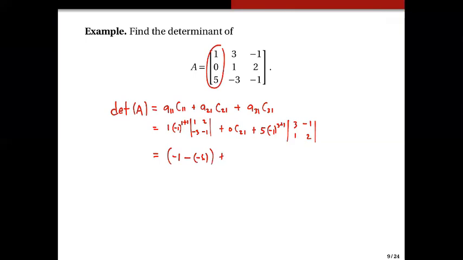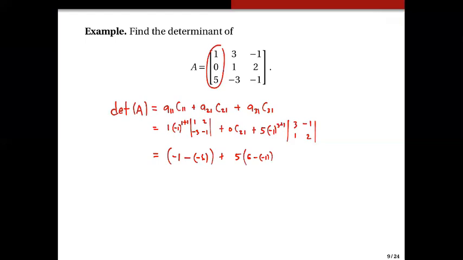Plus, of course, this guy here is 0. And then you have 5 times negative 1 raised to 3 plus 1. And 3 plus 1 is 4, so negative 1 raised to 4 is positive 1. But this guy here, we will have 3 times 2, which is 6, minus 1 times negative 1, we have negative 1.